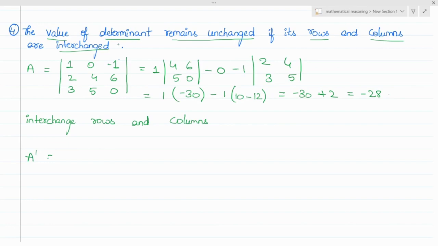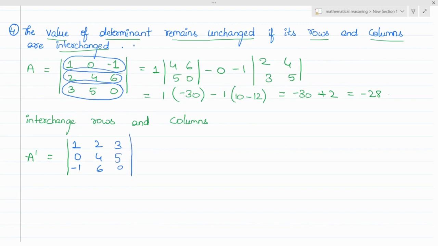Basically, now A dash will be: this is row number 1, so now it becomes column number 1, that is 1 0 minus 1. Now row 2 becomes column number 2, 2 4 6, and row 3 becomes column number 3, that is 3 5 0. If you observe over here, the column 1, that is 1 2 3, became its row 1, right? And the column 2 became row 2, and the column 3 became its row 3.